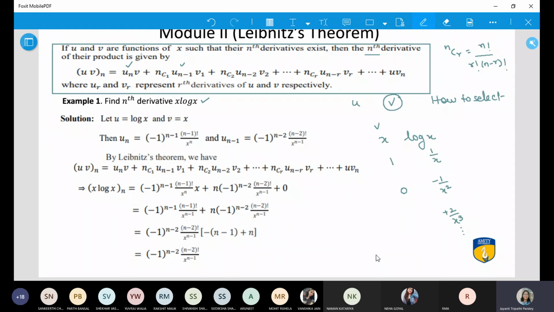Yes, ma'am. Now let's see what we are taking as u and v. We are taking log x as u and x as v. When you have u as log x, you should remember what is the nth derivative of log x, and we did that. What was nth derivative of log x? That day we had written some formulas, right?